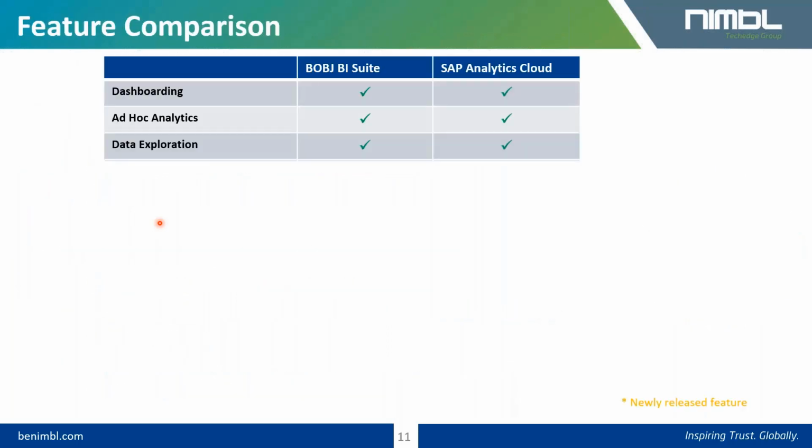So let's talk about the features in a few different categories here. So obviously the dashboarding, the ad hoc analytics, the data exploration, both of those are accomplished very well by both sets of tools. There's not a huge difference between, let's say, Lumira and SAC from a UI perspective and a feature perspective. Similarly, the ad hoc analytics, you can do both ad hoc analytics from a data visualization perspective, as well as from your Analysis for Office tool set, for example, which comes bundled with SAC.